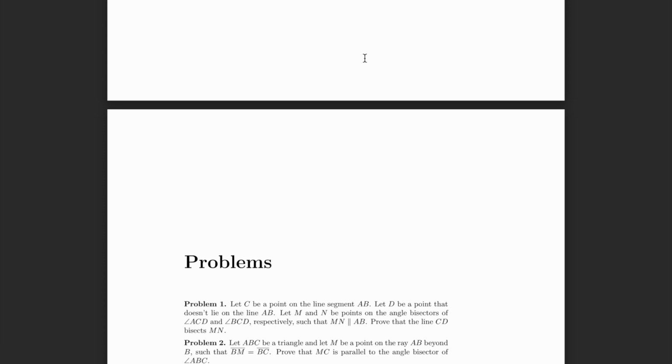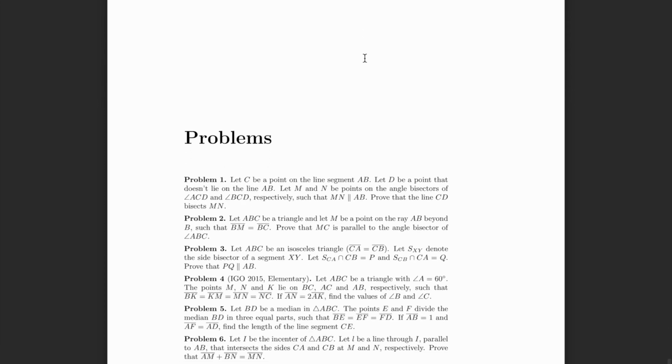Hello, all. This is a book that I absolutely love, called A Beautiful Journey Through Olympiad Geometry. It gives wonderful examples, and what we're going to be working with today is the plethora of problems they have. I'm going to be going through it slowly, one by one. So, let's start with problem one, and let me show you my thought process.